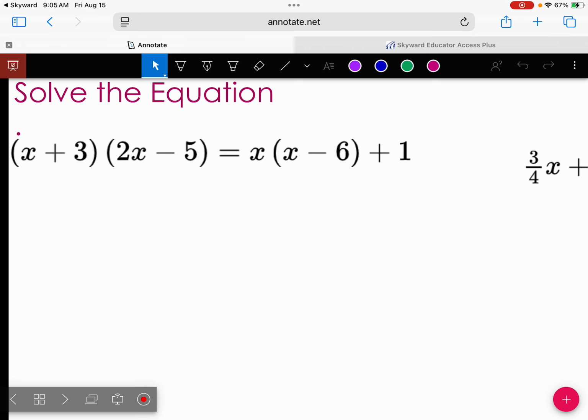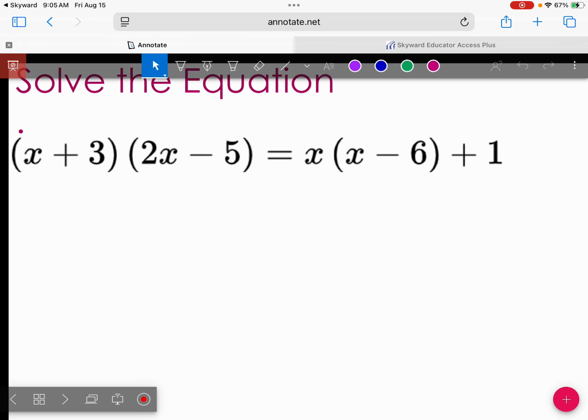This first one on the left, we've got the group of x plus 3 times 2x minus 5, and we've got that set equal to x times the quantity x minus 6, plus 1. So when we're looking at situations like this, simplify each side. Don't initially start crossing the equal sign unless that's really the only thing we can do. Simplify each side individually first.